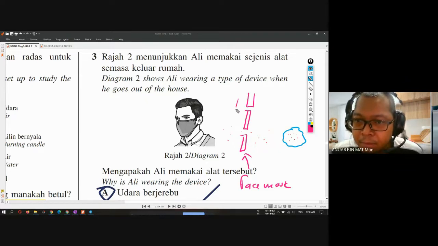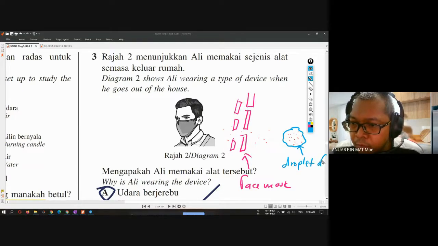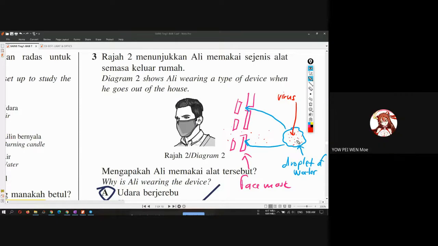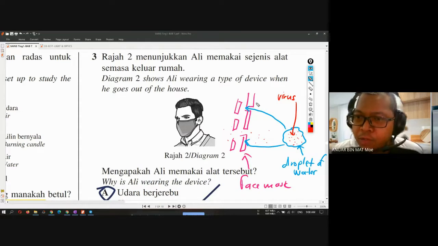The virus can go through the face mask, but because the virus is usually inside the droplet of water, this is the droplet of water, and inside here is the virus. Can the droplet of water go through the face mask or not? Cannot. Yes, the droplet of water cannot go through the face mask. It will get stuck here with the virus.